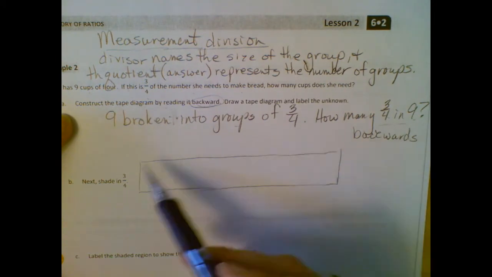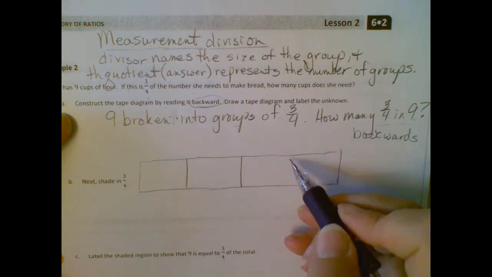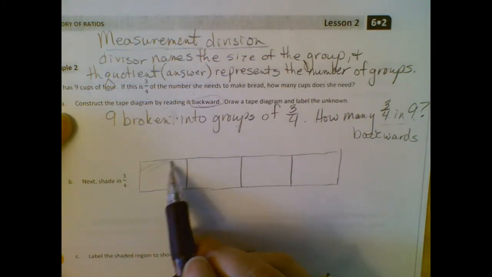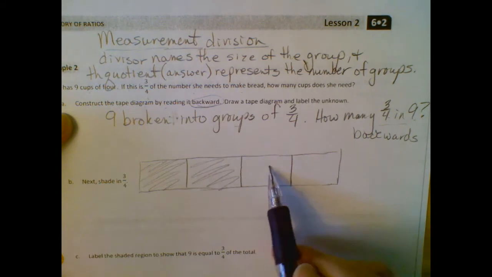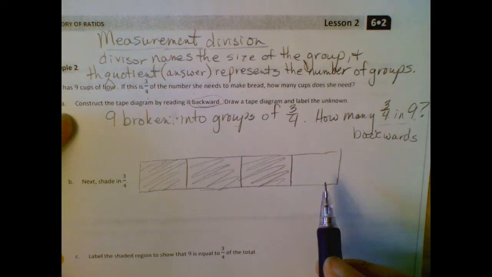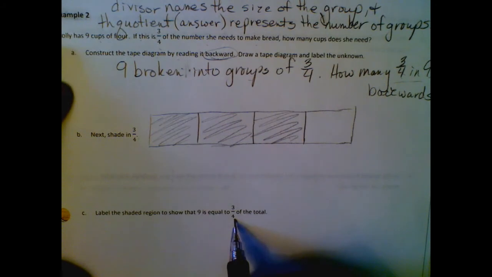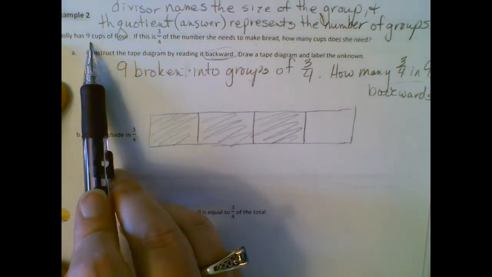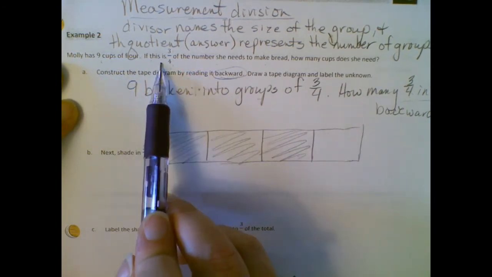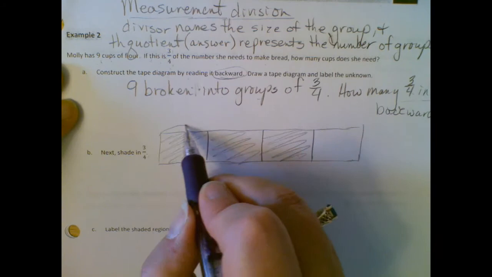Now they say next, shade in 3/4. Okay, so I'm going to break it into halves, fourths, and 1, 2, 3 fourths. I'm going to shade in 3 of the 4. So there's my 3/4 like we did in yesterday's lesson. And next, label the shaded region to show that 9 is equal to 3/4. She has 9 cups of flour, and this is 3/4. So this right here is why it's equal. So this 3/4 equals 9.